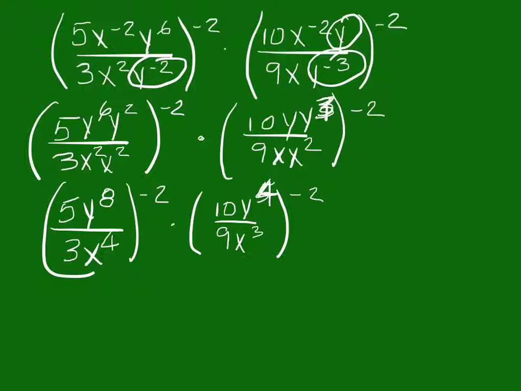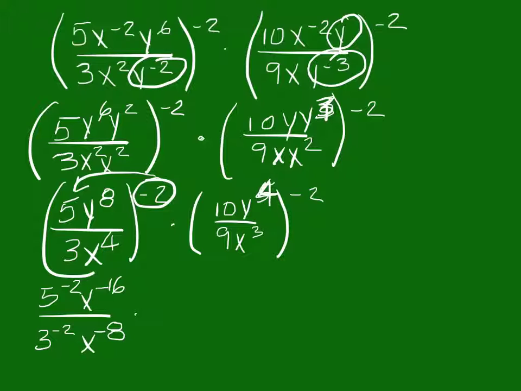Then over here, you're going to distribute the negative 2 power to this and have 5 to the negative second, y to the negative 16th over 3 to the negative 2, and then x to the negative 8th. Then you're going to have 10 to the negative 2, y to the negative 8th over 9 to the negative 2, x to the negative 6th.